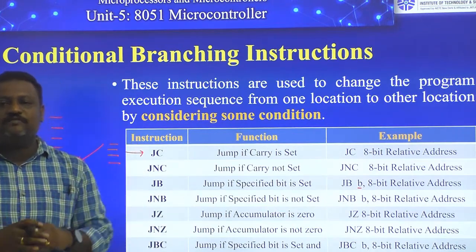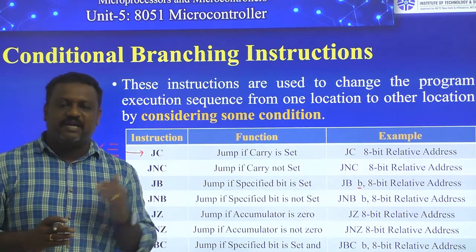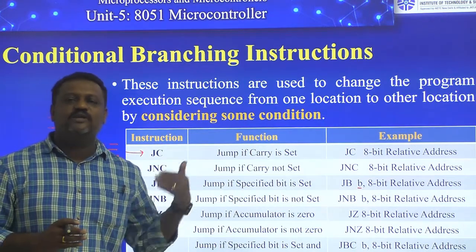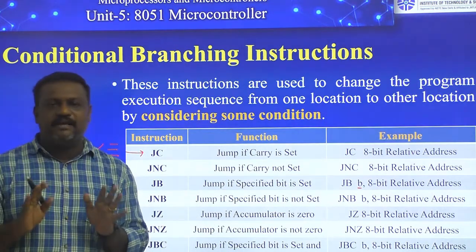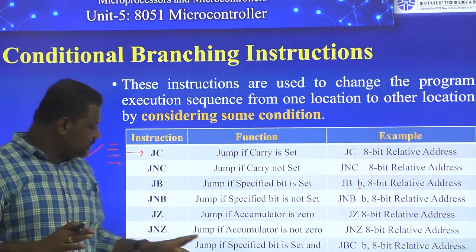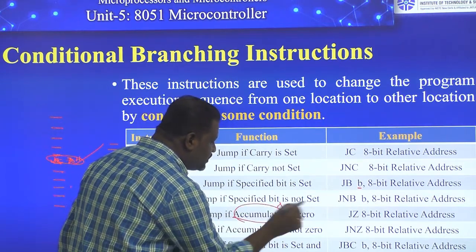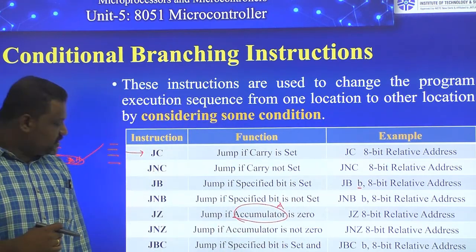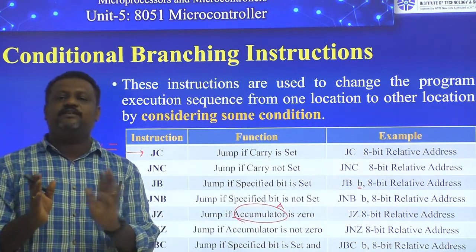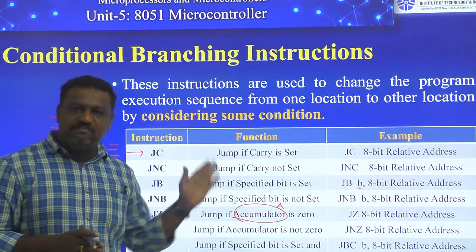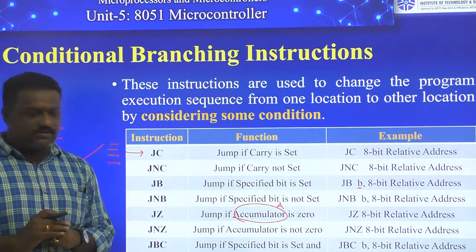Because in case of 8051, you have 2 accumulators. One is A, which is called the primary accumulator, and the second one is register B. We can also consider it as an accumulator, but that is a secondary accumulator. So the accumulator we are talking about here is register A. Jump if A is equal to 0. A means accumulator is equal to 0. Otherwise, you simply ignore that instruction. You continue the execution of the rest of the instructions.